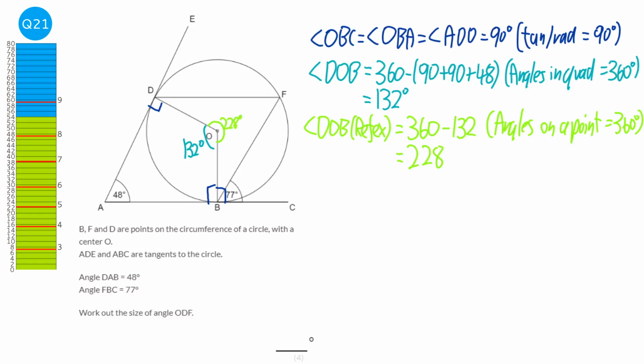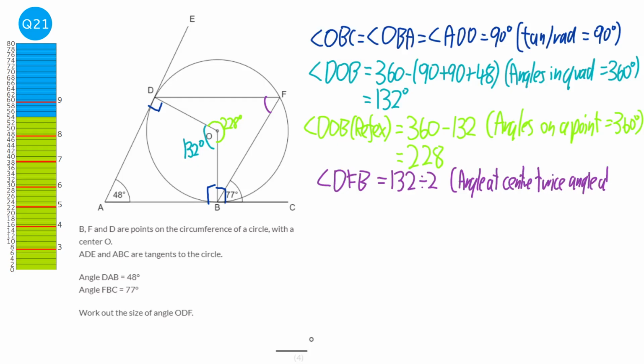Now we can also use the circle theorem to work out this one, because we've got an angle at the centre and an angle at the circumference, and the angle at the centre is twice the angle at the circumference. So angle DFB is going to be 132 divided by 2. Angle at centre twice angle at circumference. Okay, so when we halve that, so 132, we're going to halve it, so that's 66 degrees. We should really put degrees on these.